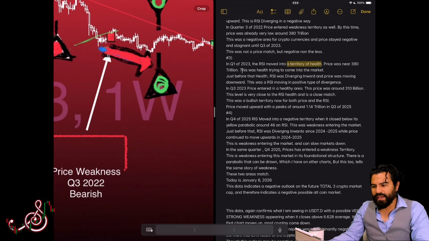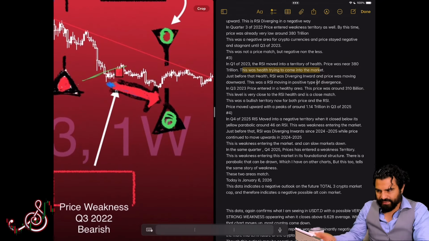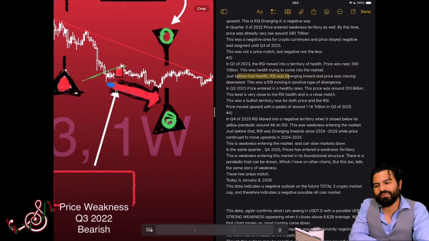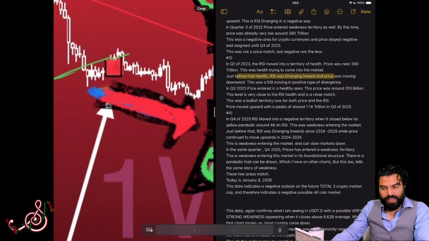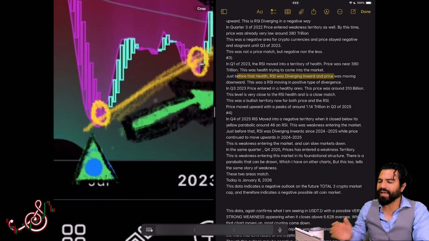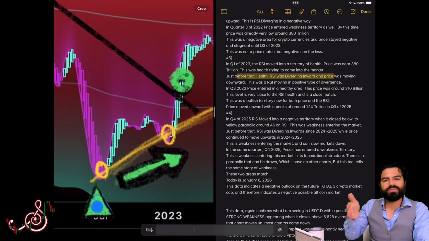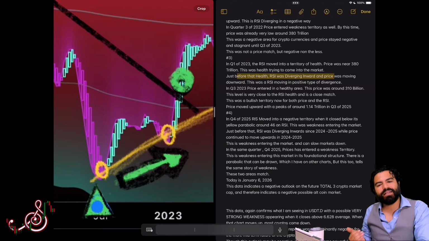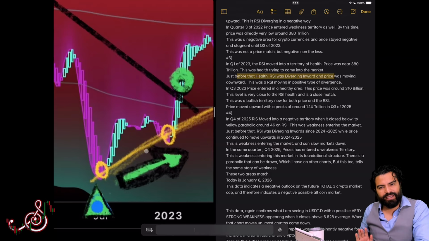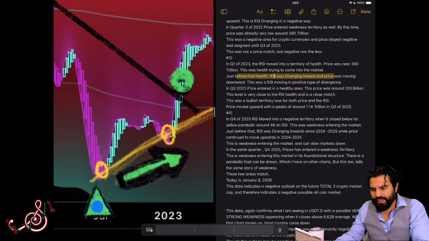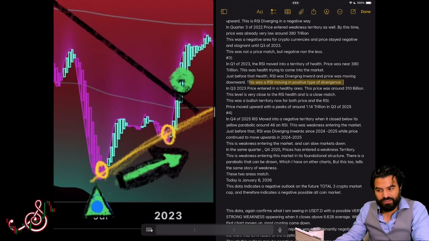Low. Health. This was health trying to come into the market. So when RSI was moving into the health, it was trying to come into the market. Just before that health, RSI was diverging inward, and price was moving downward. So price is moving down, and RSI is moving up at that same time. So just before it moves into health, this is what's happening. We're getting a divergence between price and RSI. So RSI is indicating, hey, with more likelihood, we generally should be moving upward. This is health, again, trying to enter into the market. So this is RSI moving in a positive type of divergence. That's a bullish type of divergence.